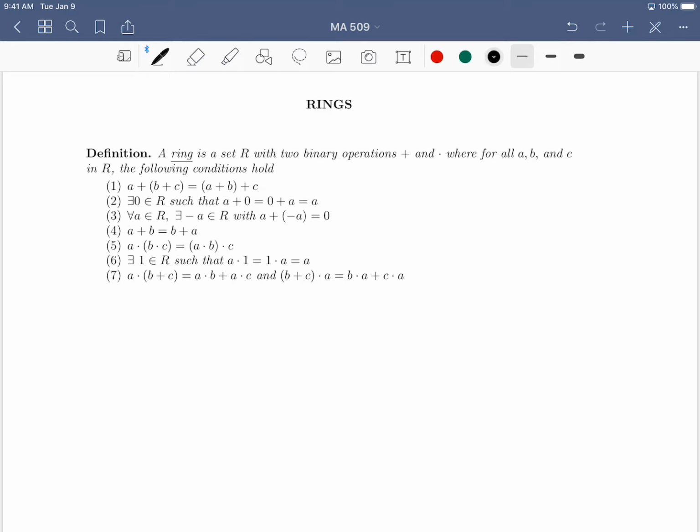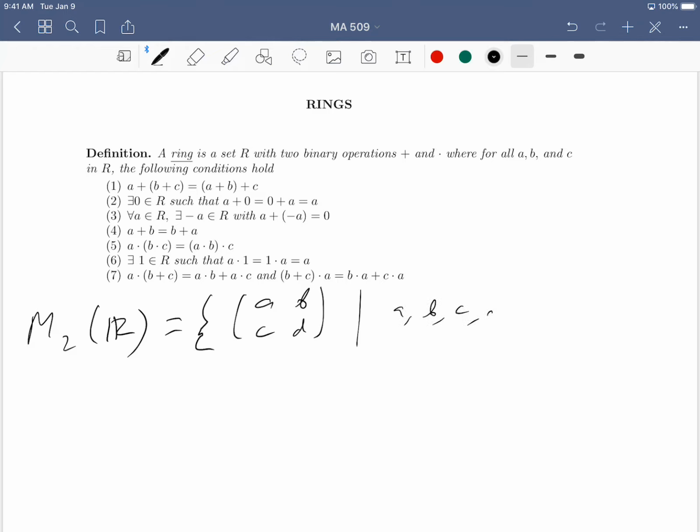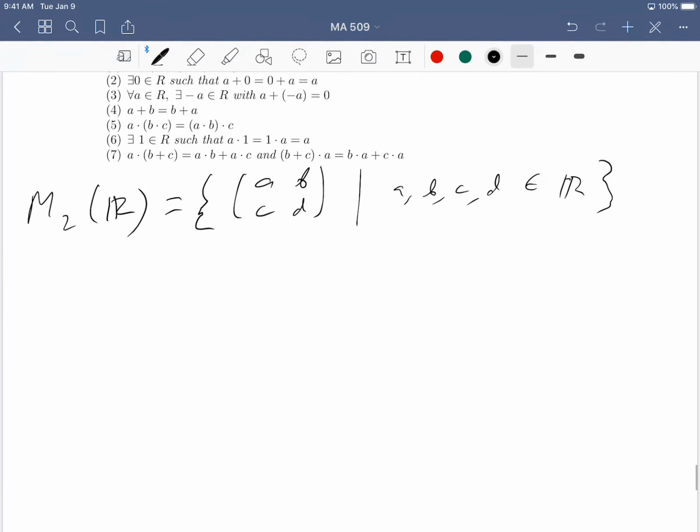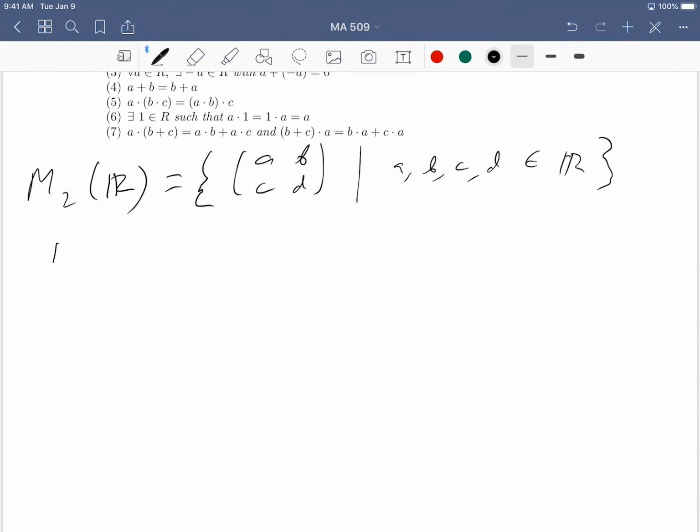For our next example of a ring, we're going to look at the ring of 2 by 2 matrices with real number coefficients. So this was denoted M subscript 2(R), and it was the set of all matrices [A, B; C, D] that were 2 by 2, where the entries, the A and the B and the C and the D, are real numbers. All right, so we already knew that it was a group under addition.